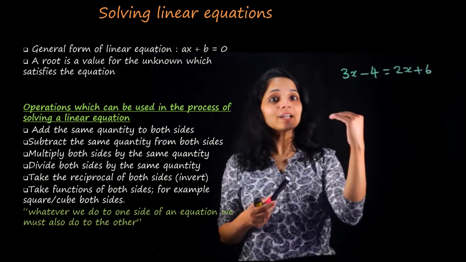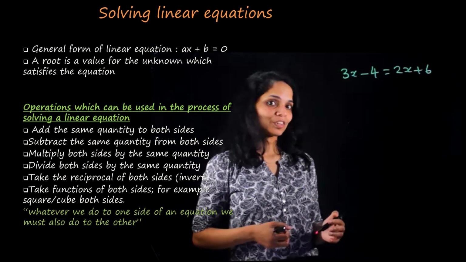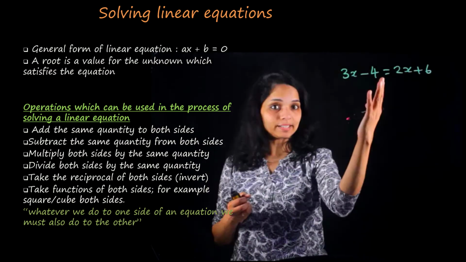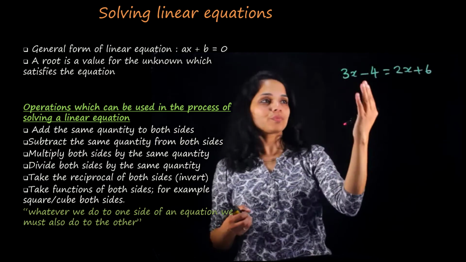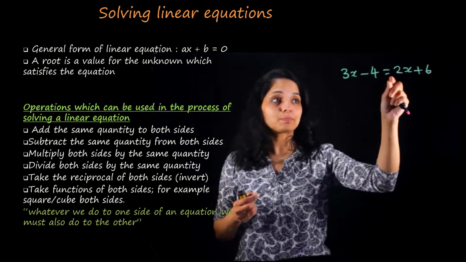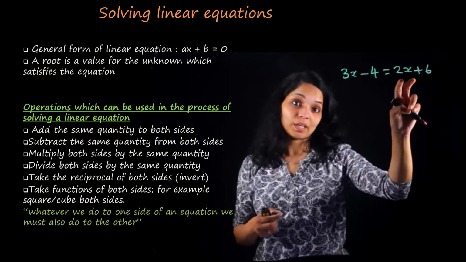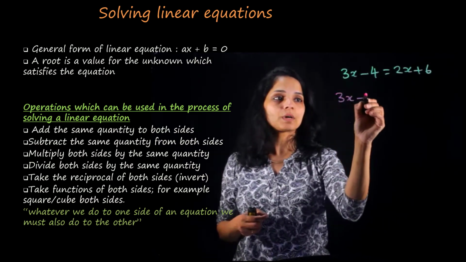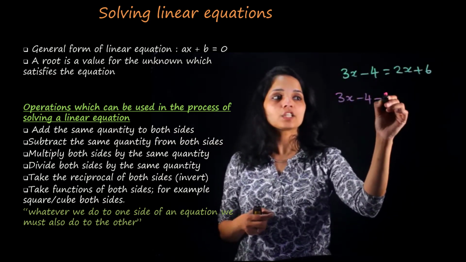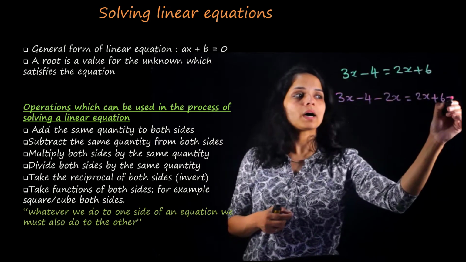This is another equation I'm going to solve now: 3x minus 4 equals 2x plus 6. What we're going to do is find the value of x, or make x the subject of the equation. For that, I would subtract 2x on both sides, so the 2x will disappear from the right hand side of the equation. Let me do that first: 3x minus 4 minus 2x on this side, and 2x plus 6 minus 2x.